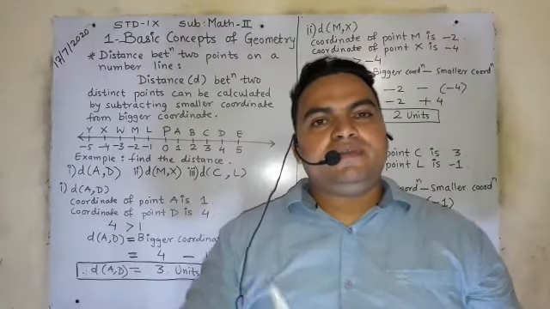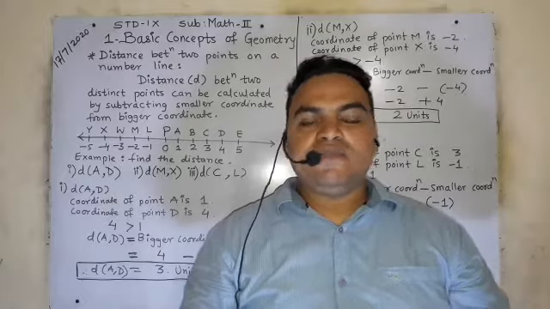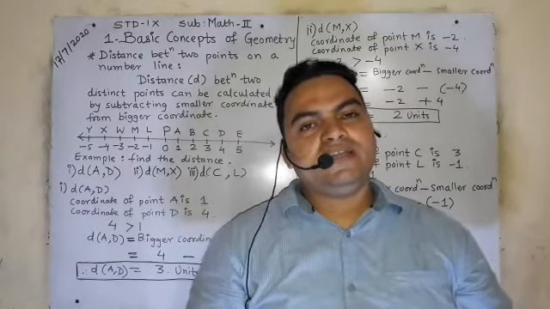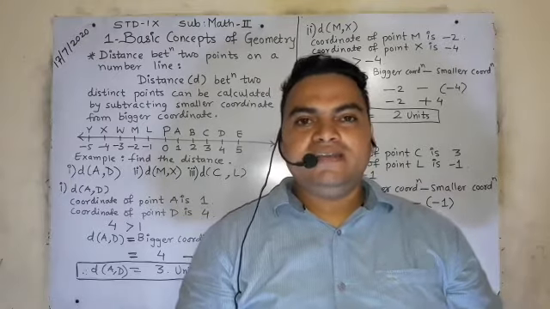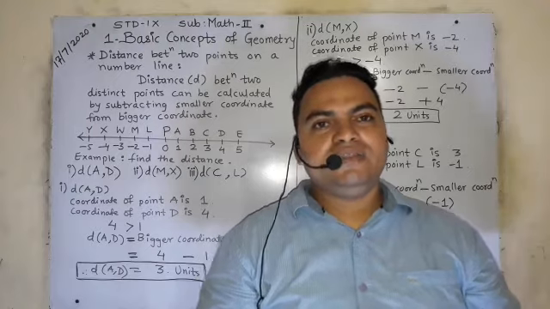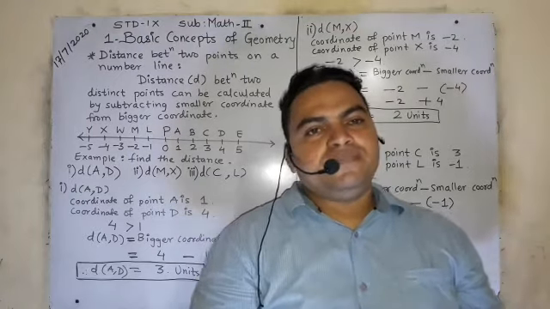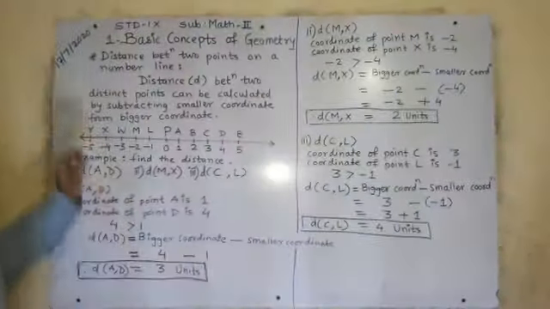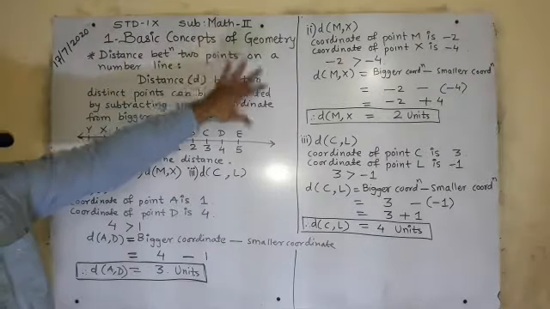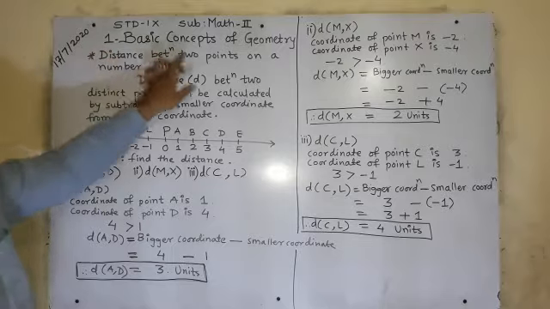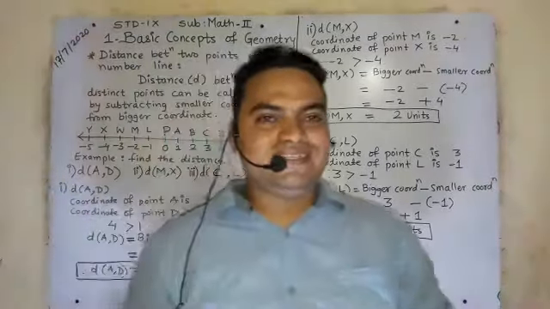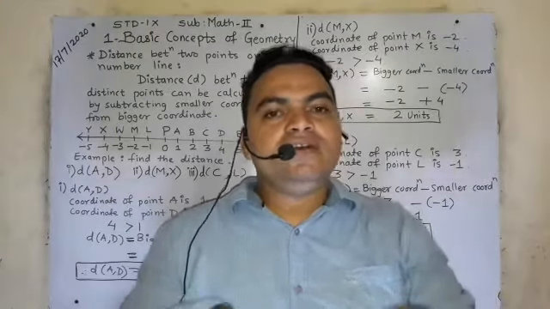So this chapter of 9th standard, Math 2nd, chapter number 1, basic concepts of geometry, it's all about the number line, points and its coordinates, and how to find the distance between the two points. So look at the board please. Chapter number 1 of 9th standard, Math 2nd, basic concepts of geometry. Distance between two points on a number line. The first topic is how to find the distance between two points on a number line.